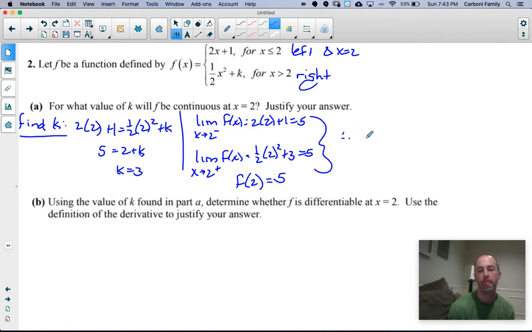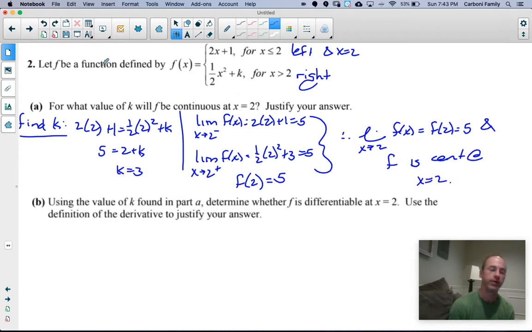Therefore, the limit as x approaches 2 of f of x is equal to f of 2. And I like to kill it dead and put the actual value they all equal, which means that f is continuous at x equals 2. And so there is your answer for part A.